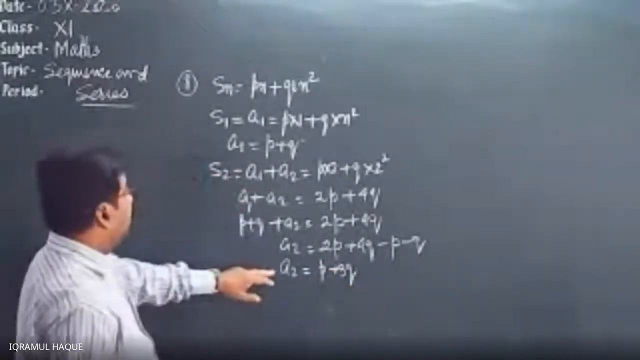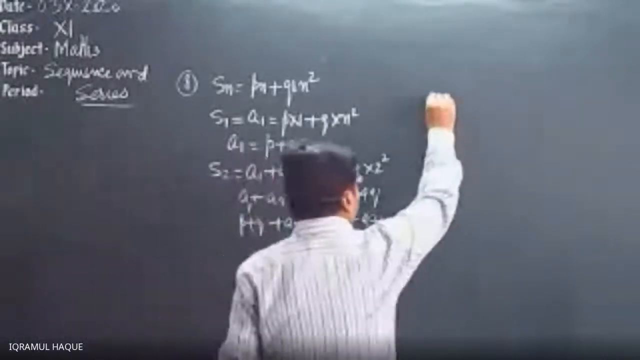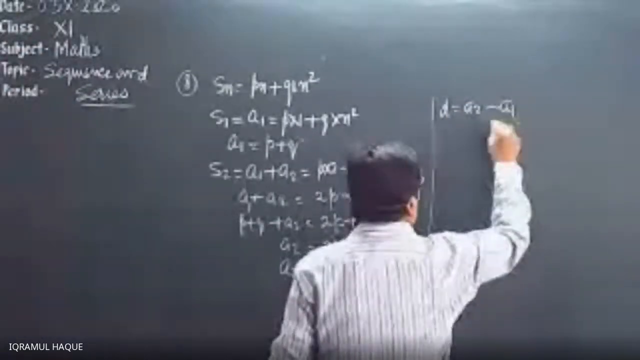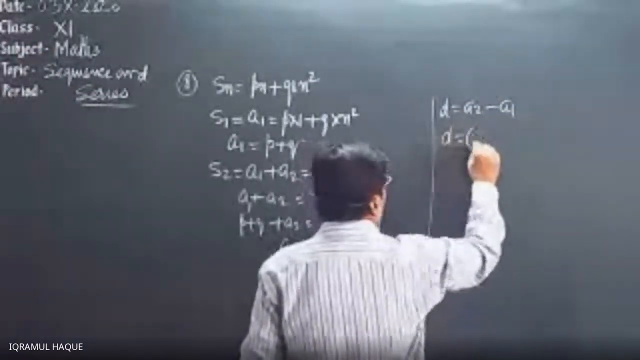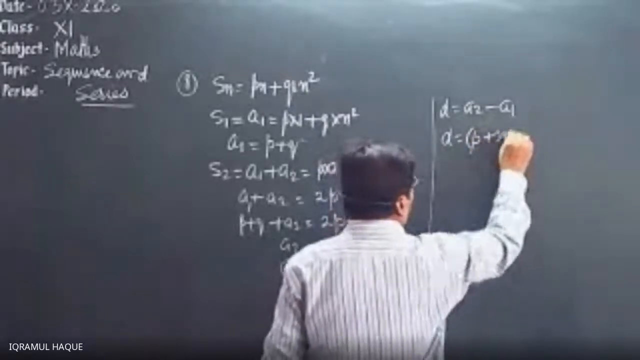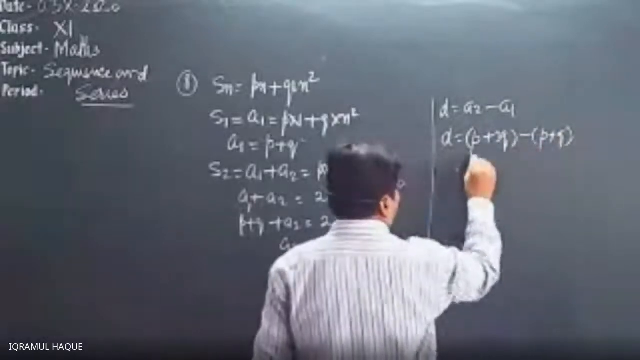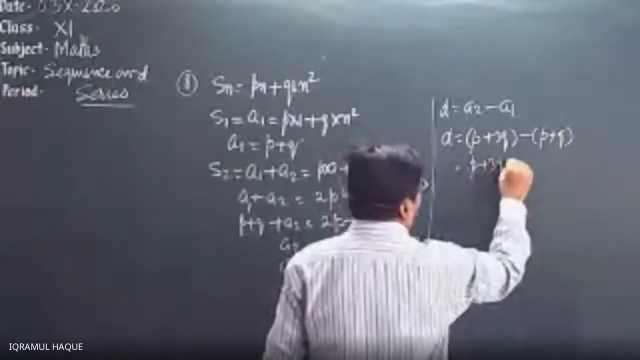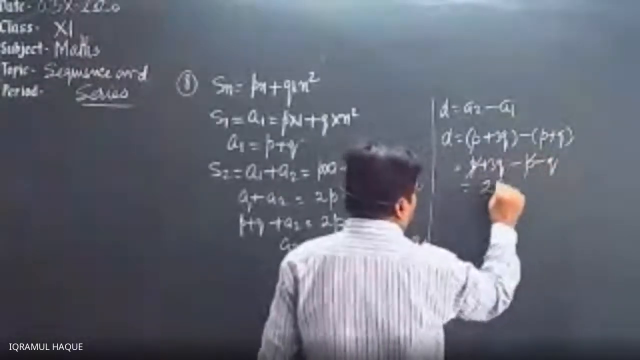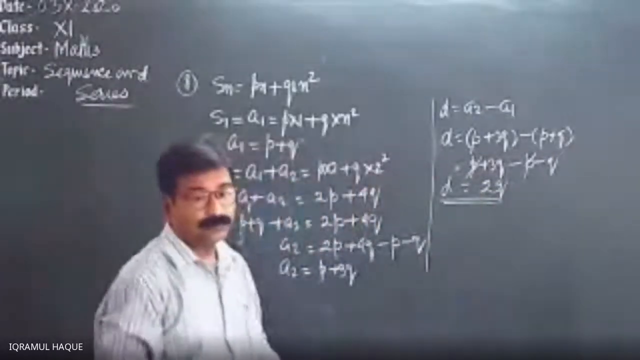Now we have got A2, we have got A1, get D. D is equal to A2 minus A1. D is equal to P plus 3Q minus P minus Q. Subtract: P plus 3Q minus P minus Q. This P and P will go. We have 2Q. So D is equal to 2Q is the answer.